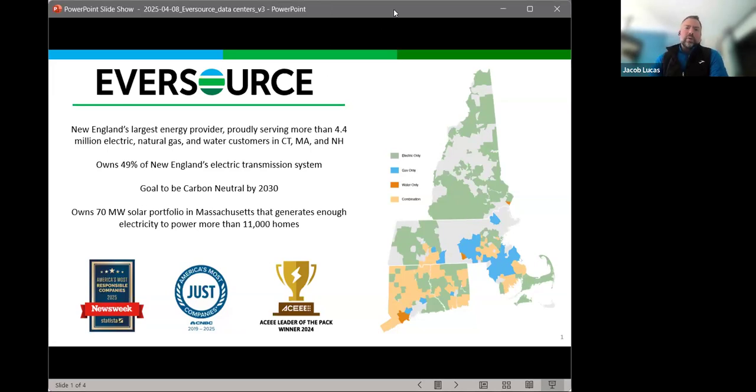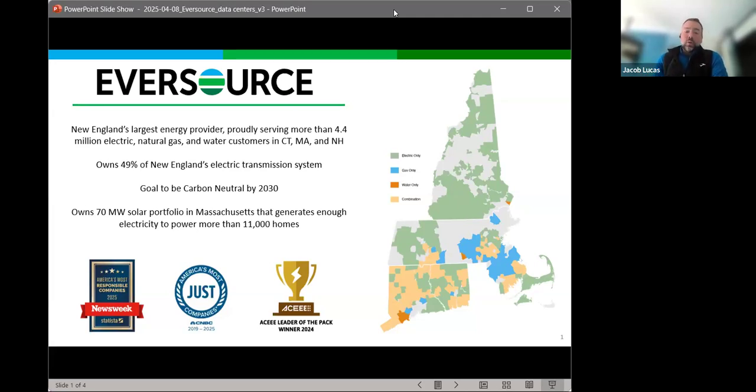All right. So Eversource is New England's largest energy provider with just over 4 million customers. Our main states that we serve are Connecticut, Massachusetts, and New Hampshire. And that is electric, gas, and water. Eversource roughly owns and operates 50%, so roughly half of New England's electric transmission system, which translates into just about 4,500 circuit miles. And the voltages we have in New England are 115,000 volts up to 345,000 volts. So that's another key difference that you might hear in other areas of the country.